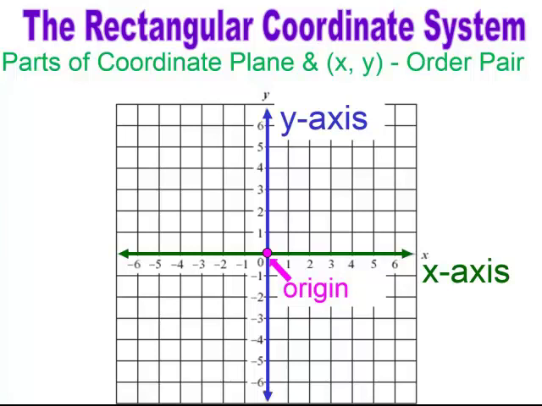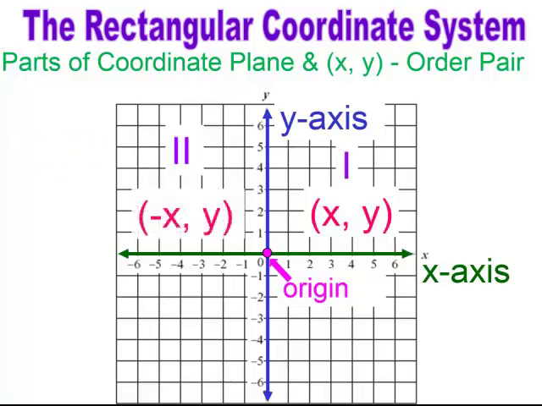Now, the coordinate plane is broken down into quadrants. Our first quadrant is where the x value and y value are positive. If you notice the x-axis, the values are positive, and on the y-axis, when you go up, the values are positive. So in the first quadrant, my x's and y's are positive values.